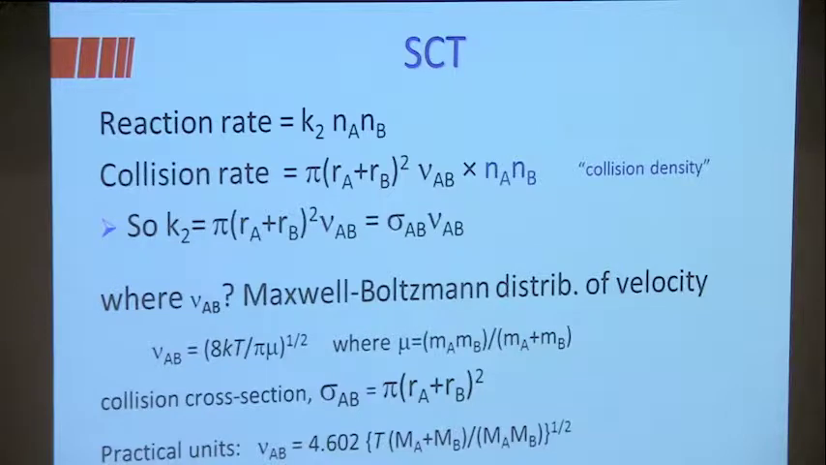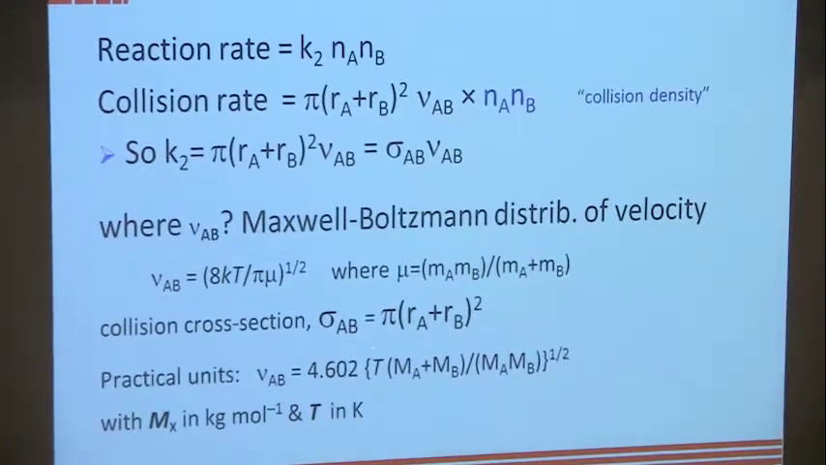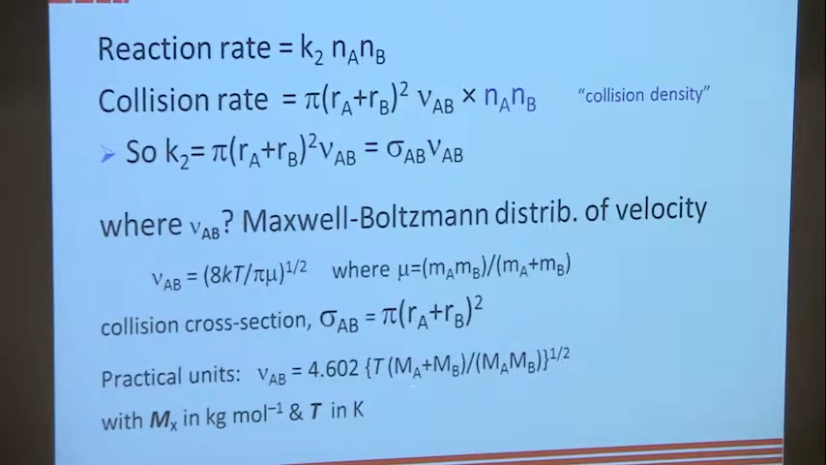Okay. So we have, in practical units, nu AB is equal to this constant. We take out the constants, times T, times the relative molecular mass of A plus relative molecular mass of B, all over the relative molecular mass of A times the relative molecular mass of B, all to the power of a half, where this is in kilograms per mole.